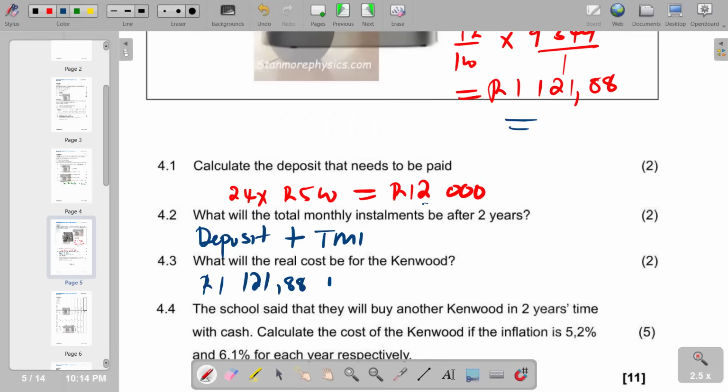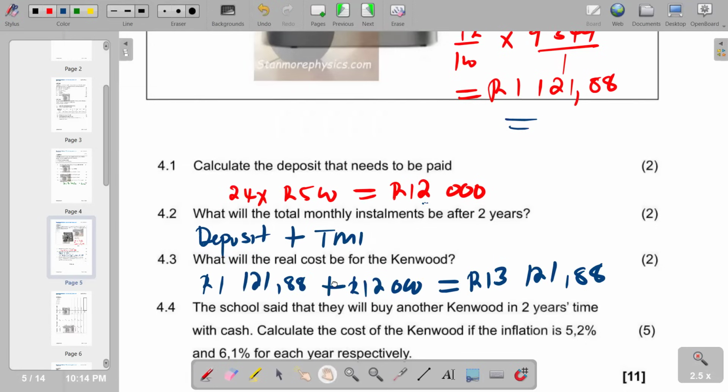And then we add the total monthly installments, which is 12,000. So we calculate it like that to see what we get. Your answer is, of course, 13,121 rands 88 cents. So basically, this is the total, the real cost after we've added the deposit plus the installments. So we go to our 4.4.